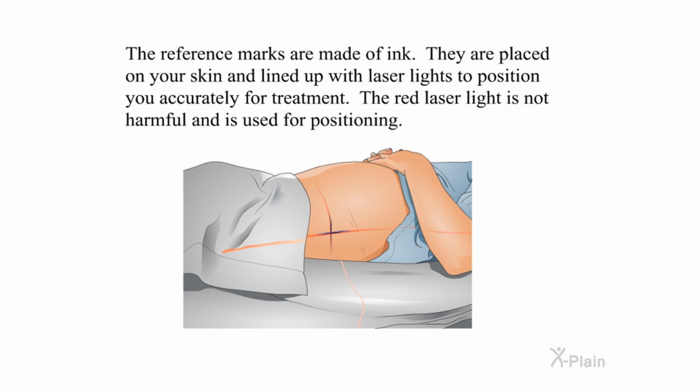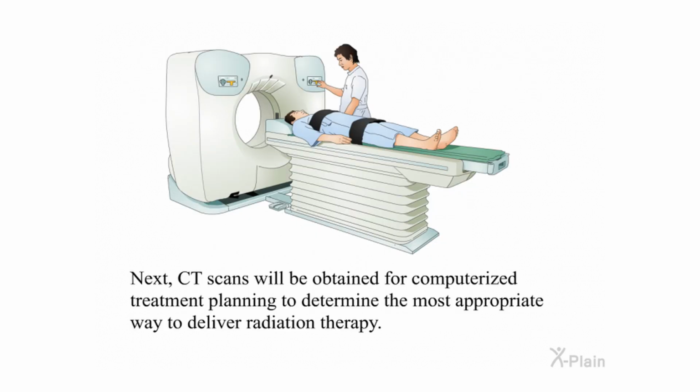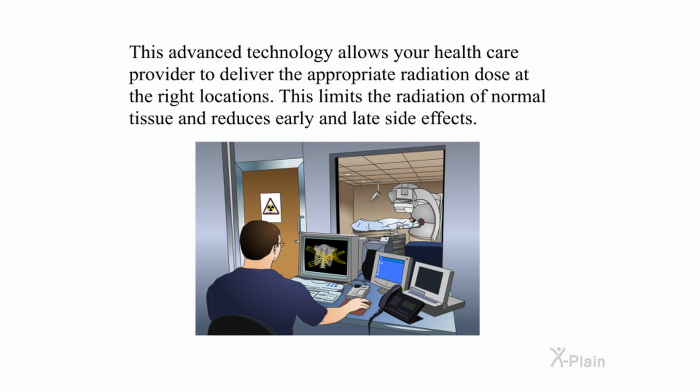The reference marks are made of ink. They are placed on your skin and lined up with laser sights to position you accurately for treatment. The red laser light is not harmful and is used for positioning. Next, CT scans will be obtained for computerized treatment planning to determine the most appropriate way to deliver radiation therapy. This advanced technology allows your healthcare provider to deliver the appropriate radiation dose at the right locations. This limits the radiation of normal tissue and reduces early and late side effects.